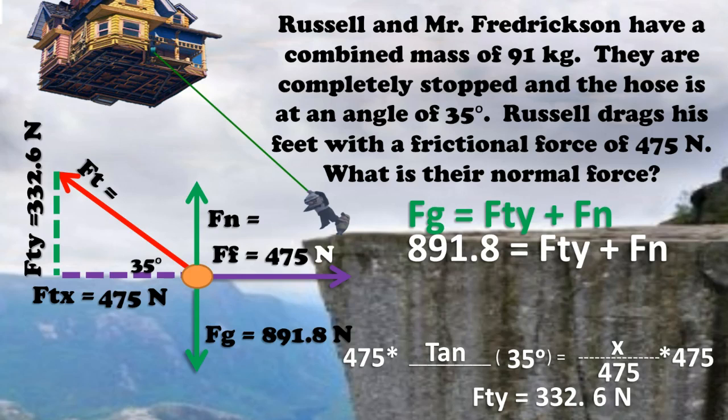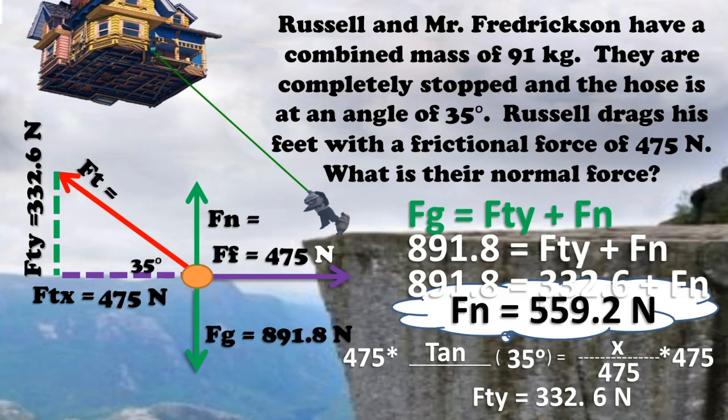Now we have 2 out of the 3 magnitudes for the 3 forces in our force equation. We have 891.8 for the gravitational force, and the y component of the tension force is 332.6. Now it's just a simple one-step equation. We're going to solve for the normal force, get it by itself. Our final answer, 559.2 newtons. That's how much is being pushed up on them.